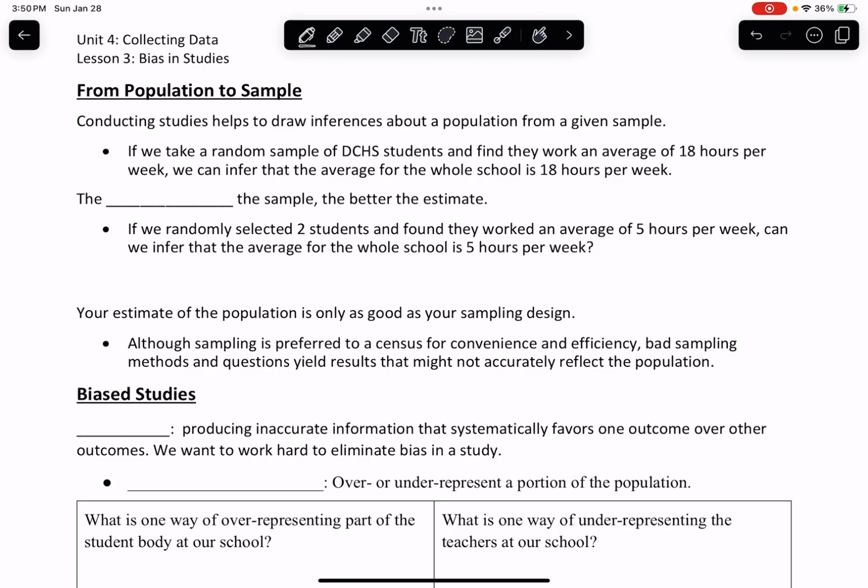However, this largely depends on the sample that we're looking at. So in general, the bigger the sample, the better the estimate. So if we randomly selected 2 students at DC and found they worked an average of 5 hours per week, could we infer that the average for the whole school is 5 hours per week? Well, no, absolutely not, because that sample is too small.